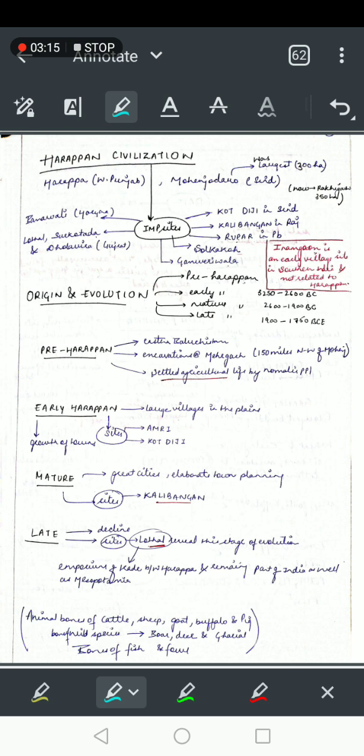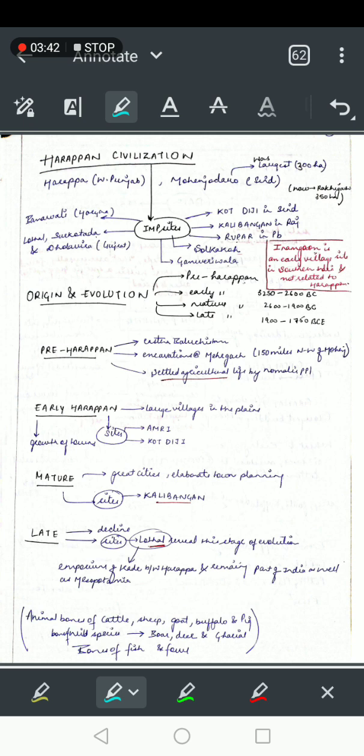Now we are going to discuss some important sites of this Harappan civilization, like Kot Diji. Questions can come about these sites. You must be aware of these: Kot Diji in Sindh, Kalibangan in Rajasthan, Ropar in Punjab, Sotka Koh, Ganweriwala, Banawali in Haryana, Lothal, Surkotada, and Dholavira in Gujarat.